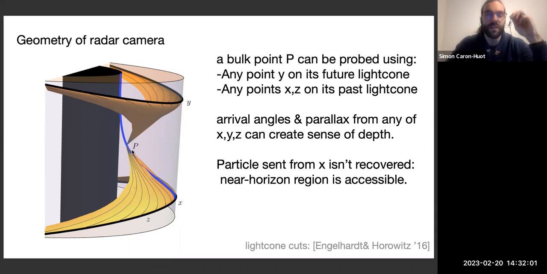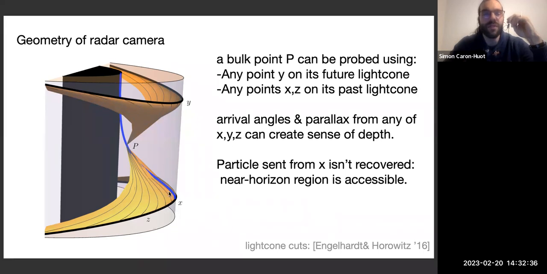And then you can change the point Z. One thing that's interesting about this picture is you see there's a lot of redundancy. You could use any point Y along this hyperboloid to probe the same bulk point P. Also use any point Z here, any point X. So there's a lot of redundancy in this picture. And somehow in the theory that's holographic, all these measurements end up controlled by the same bulk geometry. So it's remarkable how much redundancy there is. And it's not clear whether that's something we can use.